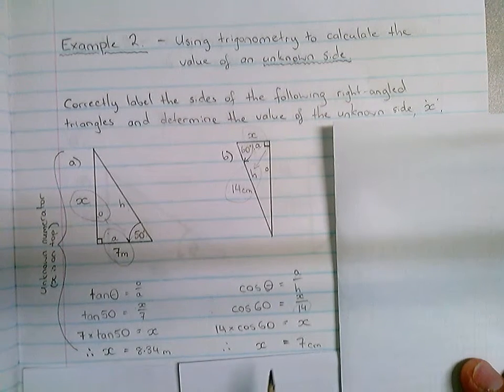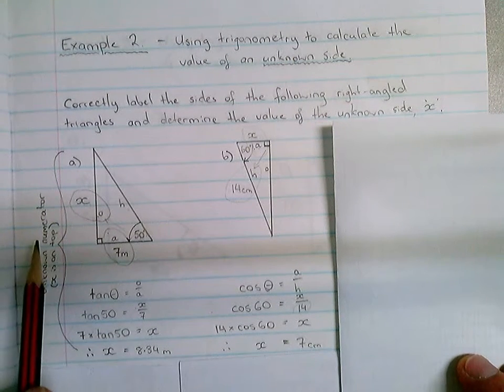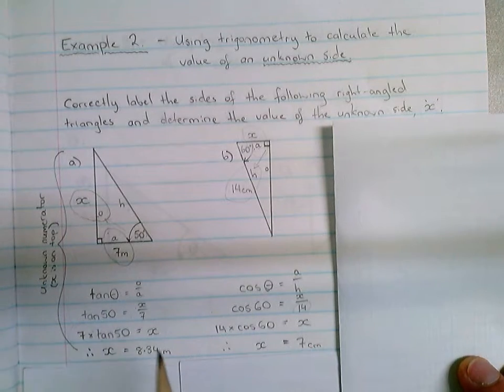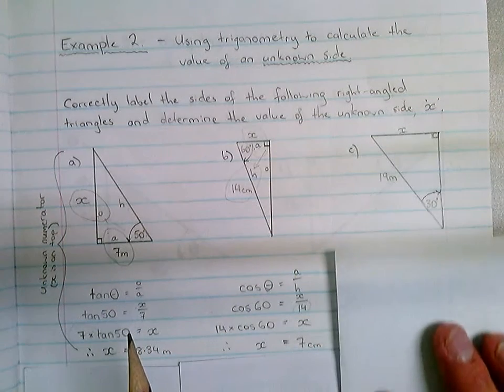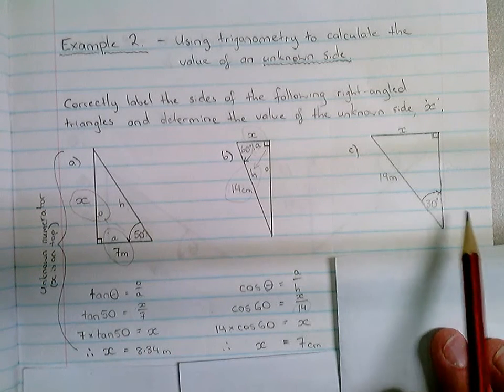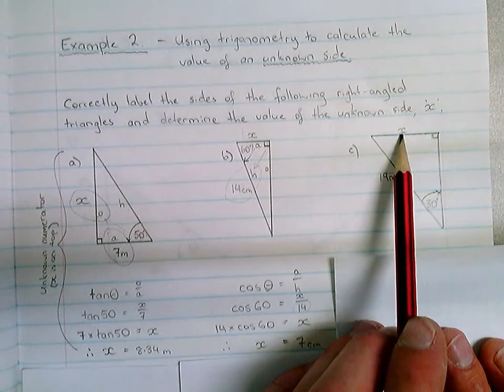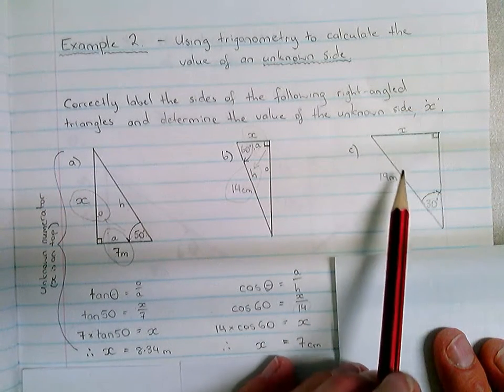Question C. Once again, this is another unknown numerator. We've done a tan, we've done a cos. You can probably guess that we're going to do a sine now. Here's our angle in question, which is 30 degrees. If you can't read that, it is 30 degrees. Our unknown x and a value of 19.